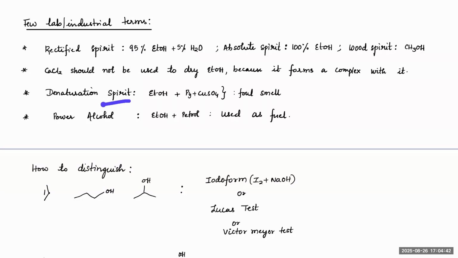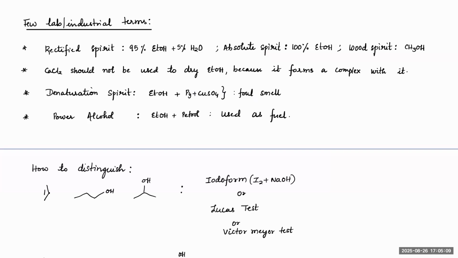Next, denaturation of spirit, which means if you want to spoil the spirit, that is the alcoholic part, usually that is done in an unwanted high content of alcohol compounds, because that will be dangerous to consume. So there you can add pyridine with copper sulfate, it will start giving a very foul smell, so it's very difficult to consume.